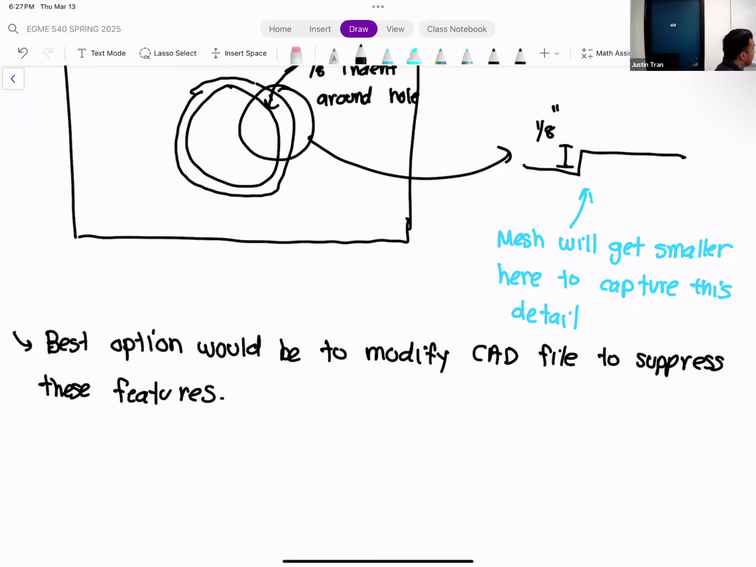So if you're able to do that, that would be the best thing, but there are some tools within ANSYS itself that you can use to tell ANSYS to ignore these features to the best of its ability, or at least prioritize a high quality mesh over trying to capture all of these little details individually. One option we already talked about last time on Tuesday, which is to use the patch independent meshing method.